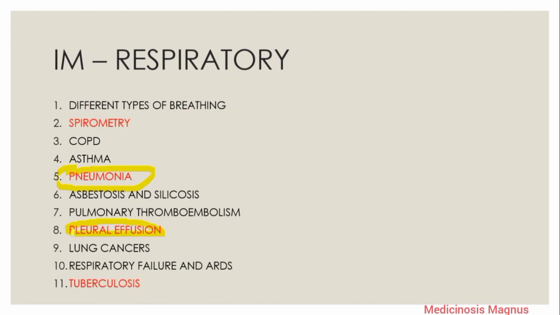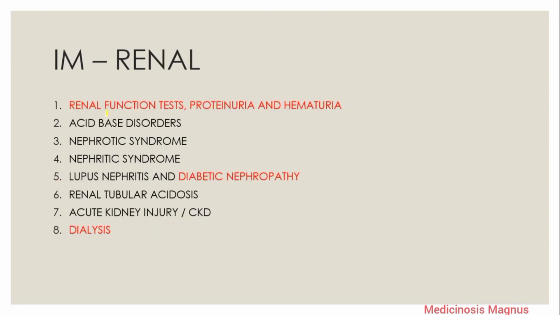And these questions are almost asked in every year paper. The lung cancers, ARDS and the major topic TB. Mainly about the drugs when you see in an internal medicine aspect. Then for the renal, you have to read the renal function tests, the proteinuria, hematuria. Then the acid-base disorders, the nephrotic syndrome, the nephritic syndrome.